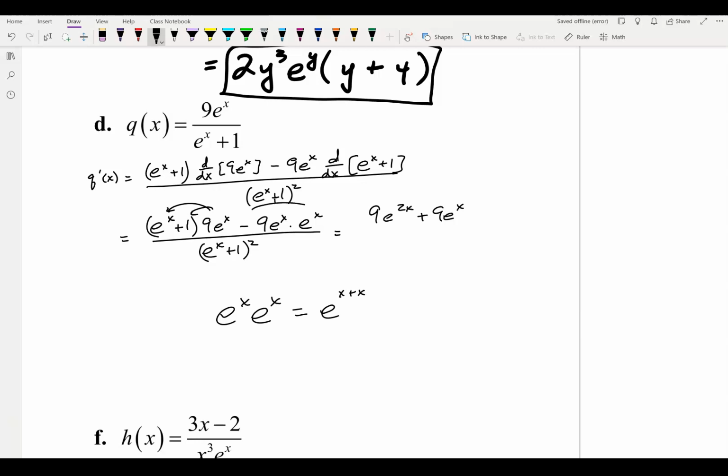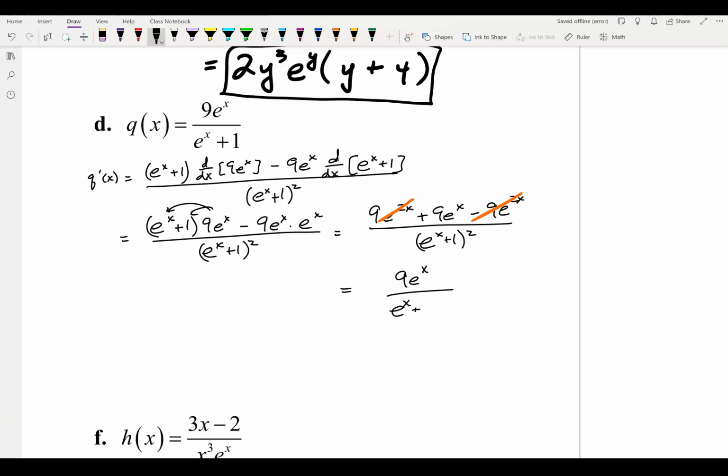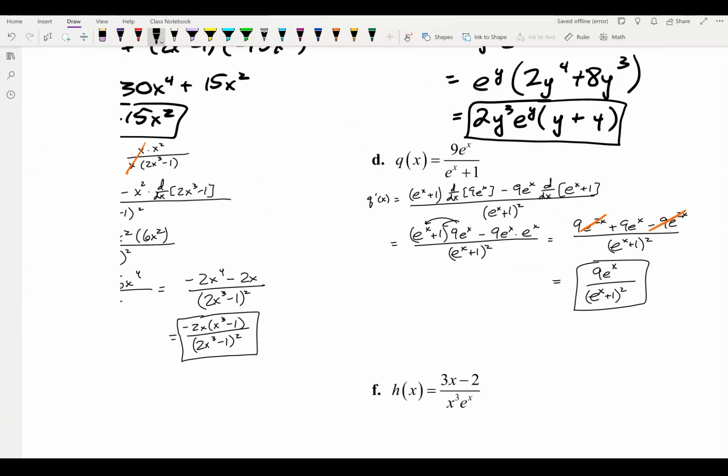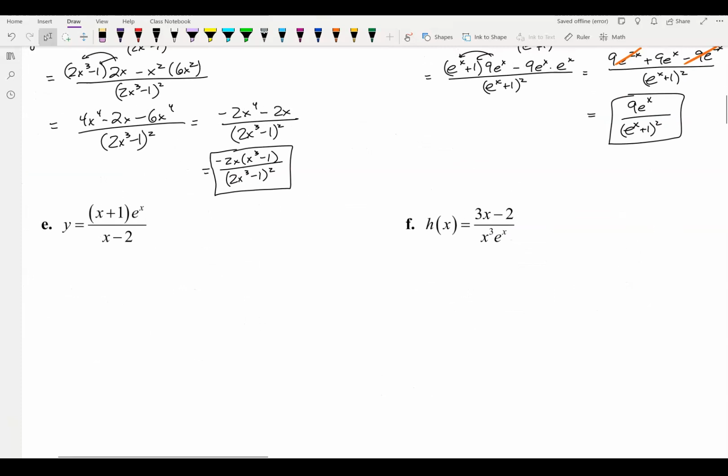And over here, again, we're adding exponents. When we multiply same bases, we get minus 9e to the 2x. And on the bottom, we have e to the x plus 1 quantity squared. Of course, these guys subtract to 0. And we have our derivative function is 9e to the x over e to the x plus 1 quantity squared. Like that. So there's that one. All right, so we've got two more of these before we kind of shift gears and do something a little different.